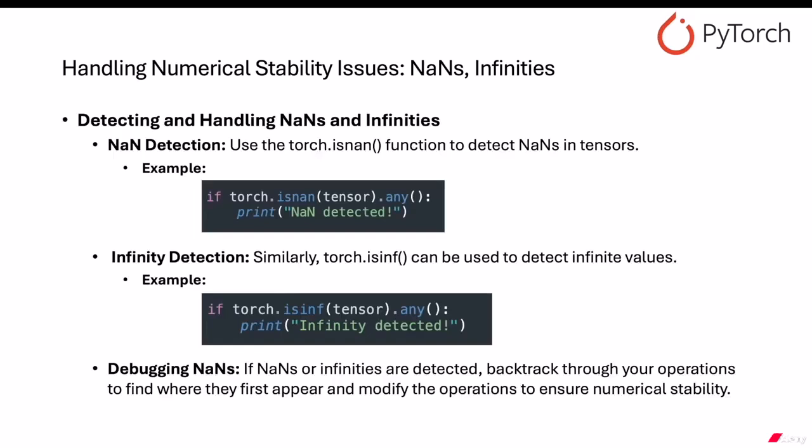Detecting and handling NaNs and infinities. NaN detection, use the torch.isnan function to detect NaNs in tensors. Example, if torch.isnan of a particular tensor .any, then print NaN detected. Infinity detection. Similarly, torch.isinf can be used to detect infinite values. Example, if torch.isinf tensor .any, print infinity detected. Debugging NaNs. If NaNs or infinities are detected, backtrack through your operations to find where they first appear and modify the operation to ensure numerical stability.